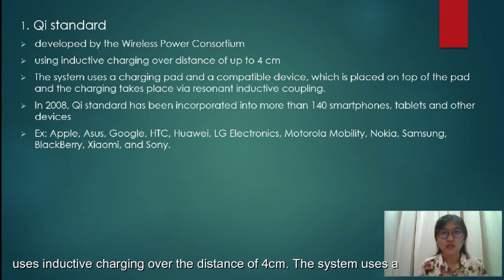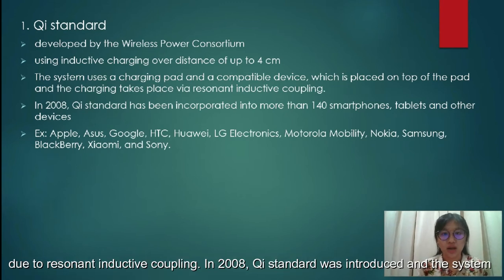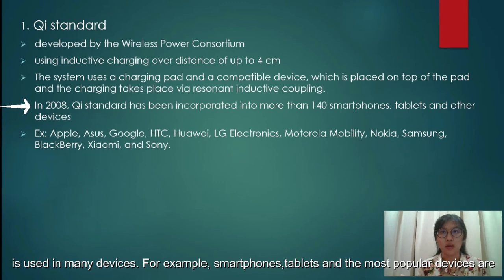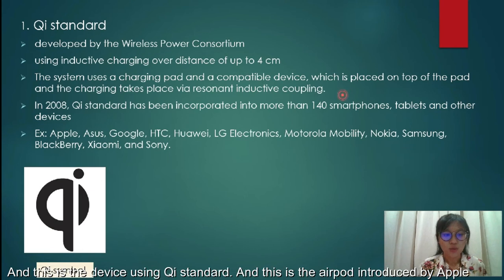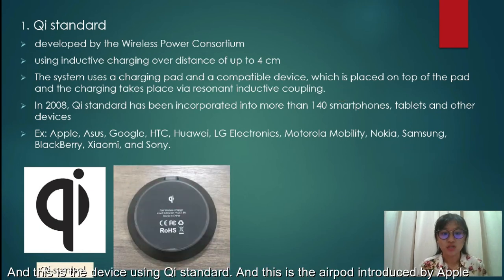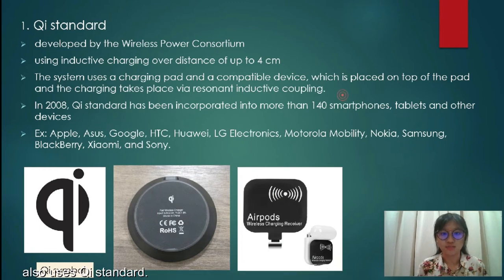This standard uses inductive charging over distances up to 4 cm. The system uses a charging pad and a compatible device. The compatible device is placed on the charging pad, and the charging takes place due to resonant inductive coupling. In 2008, the Qi standard was introduced and the system is used in many devices, for example smartphones and tablets. The most popular brands are Apple, Google, Asus, Huawei, and Samsung. This is the Qi symbol, and these are devices using the Qi standard, and this is the AirPod, introduced by Apple, which also uses the Qi standard.